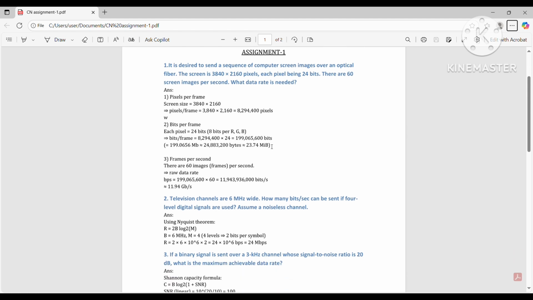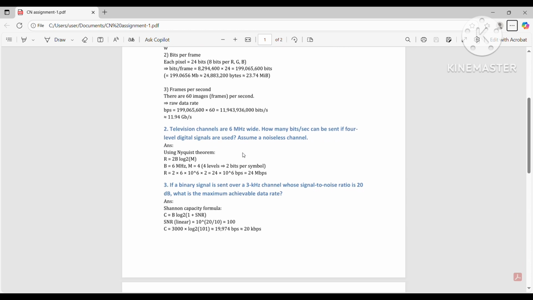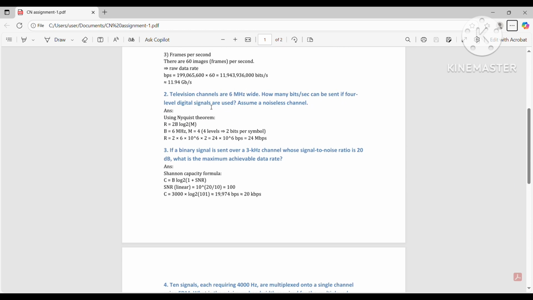There are 3840 x 2160 pixels, which gives rise to 8,294,400 pixels per frame. Each pixel needs 24 bits and there are 60 frames per second. We have to find the total bits per second: 8,294,400 x 24 x 60, which gives 11.95 Gbps. This is the data rate needed to send the images over the fiber.